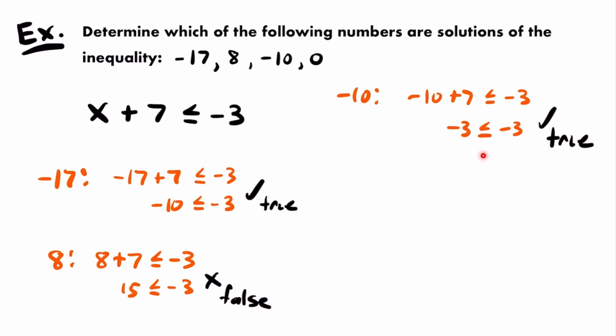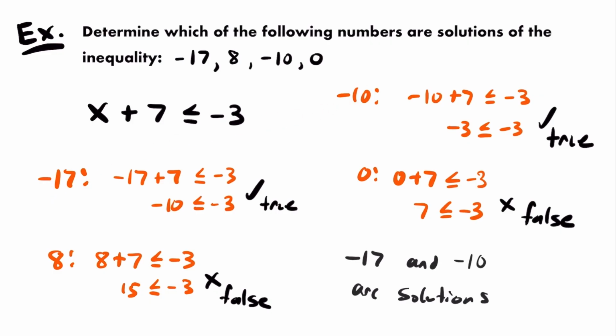Okay, but then finally, let's check 0. If we plug 0 in for x, we'll have 0 plus 7 less than or equal to negative 3, and 0 plus 7 is 7. So we have 7 less than or equal to negative 3, but that is not a true statement, right? 7 is bigger than negative 3. It is not less than or equal to negative 3. And so that is a false statement, which means that the only two numbers from these four that we've been given that are solutions to this inequality are negative 17 and negative 10. Okay? That would be my answer to this example.